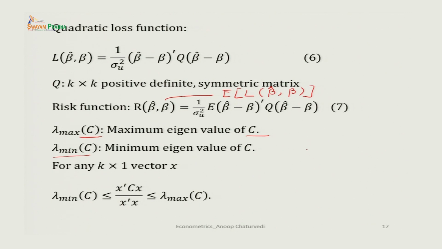In fact, if you take an orthogonal matrix P such that P transpose C P gives you a diagonal matrix with diagonal elements as the eigenvalues of C, then you can write x transpose C x as x transpose P, P transpose C P, P transpose x, and then you write x transpose P equal to say V. So, you have V transpose, and then in between you have the matrix of eigenvalues of C, and then you can easily verify this result.